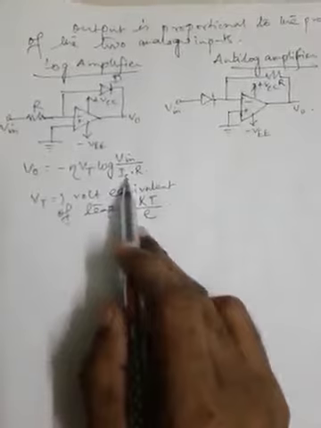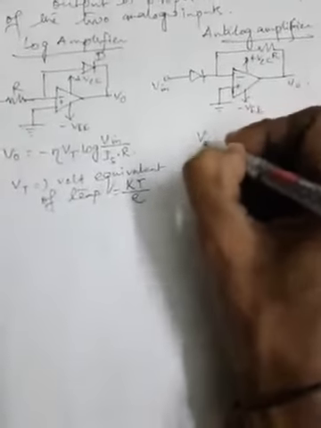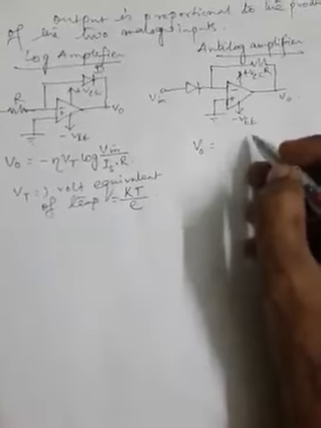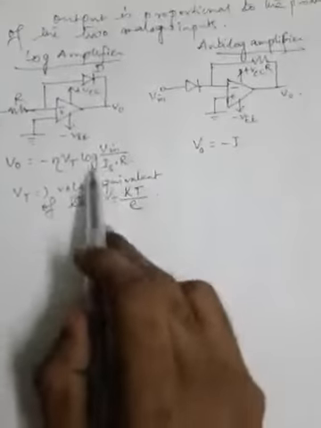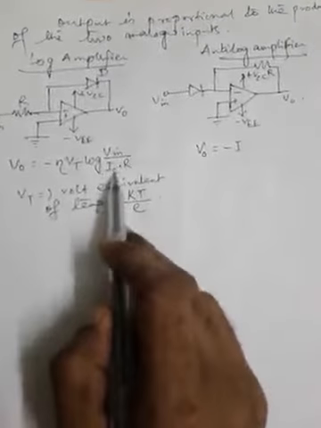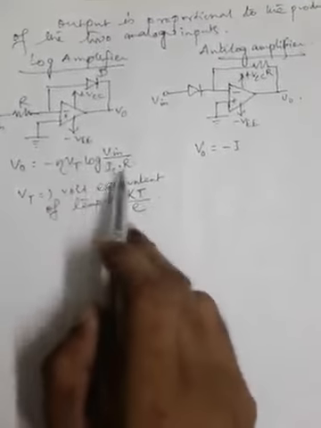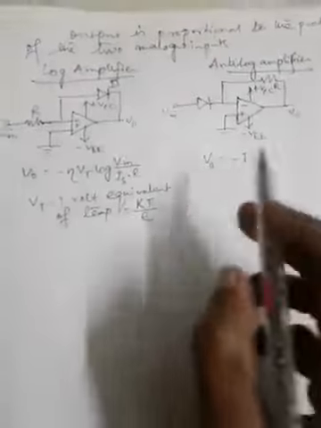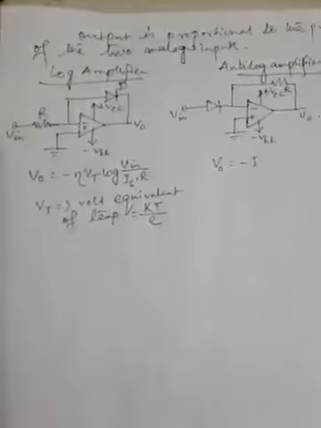Is is reverse saturation current at room temperature and R is the given resistance. So similarly, the transfer equation or the output equation for this anti-log amplifier is given by minus, just swap this term Is into R here and eta Vt here, just change the position of these two and you can get the equation for anti-log amplifier from the given equation of log amplifier.